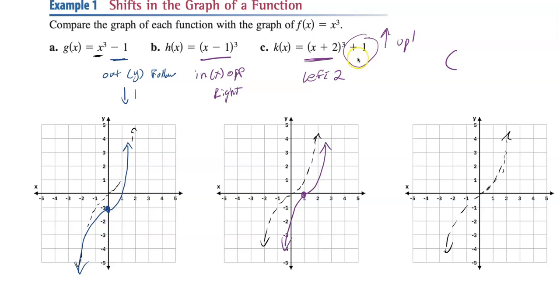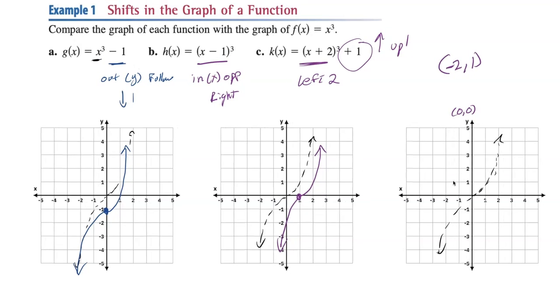Like if you normally start at 0, 0, on this one we're going to start at negative 2, 1. Right, because it's left 2, so we're going to go minus 2. So instead of starting at 0, 0 like we normally do, we're going to start at negative 2, 1. Right here. And then we just draw our cubic graph.